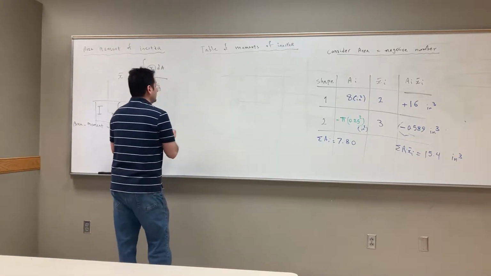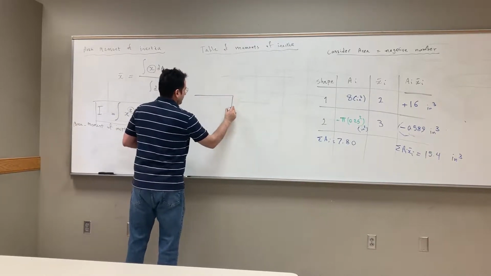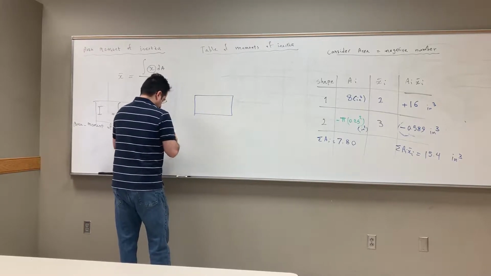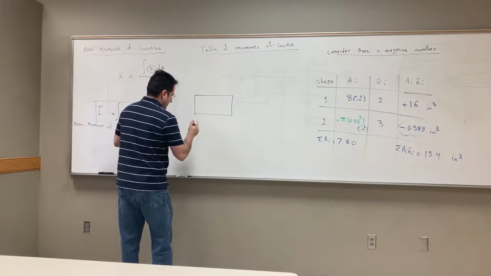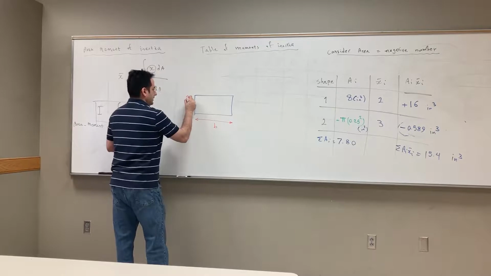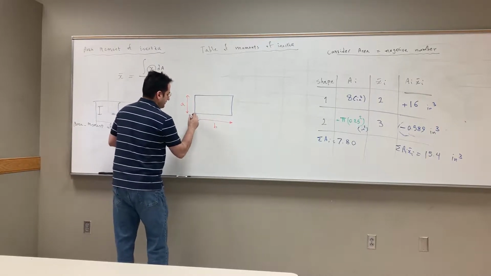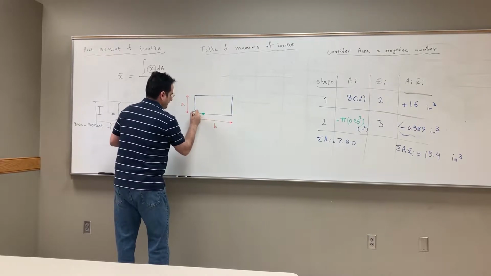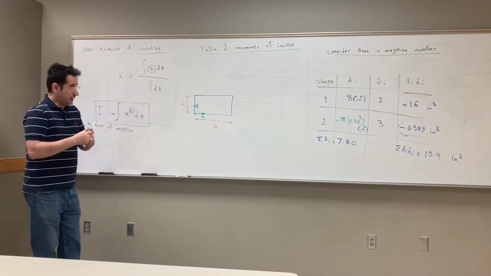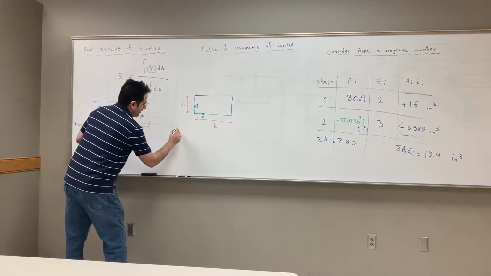Let's say we have the simplest possible shape, which is a rectangle, and the base, call it B, width, call it A, and put your coordinate system right here, x, y. Now the question is, find the moment of inertia, I.